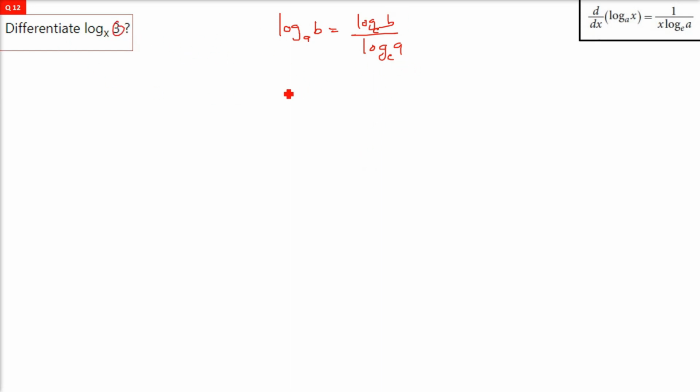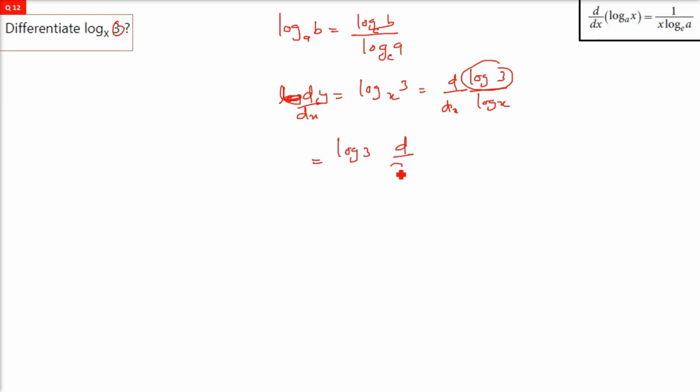Right? So how do we write this? Let me write it like this. y equals log base x of 3. So you can always write it as log 3 by log x, the way I told you just now. So when you differentiate it, d by dx, log 3 is a constant. Log 3 you don't need to differentiate, you can just take it out as a constant.